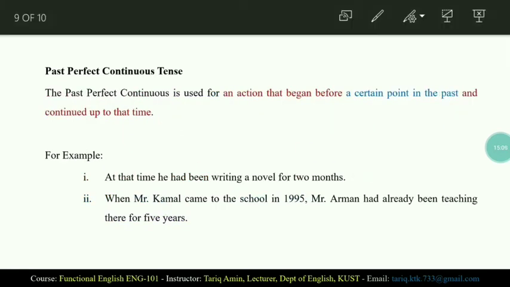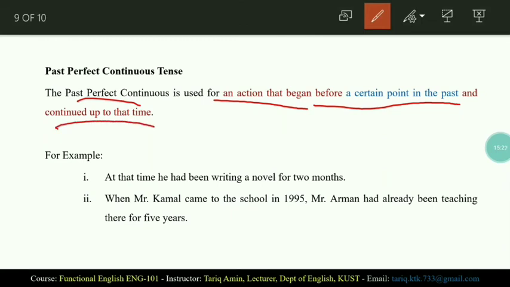Past perfect continuous tense is the other type of past tense. The past perfect continuous tense is used for an action that began before a certain point in the past and continued up to that time. For example, at that time he had been writing a novel for 2 months.